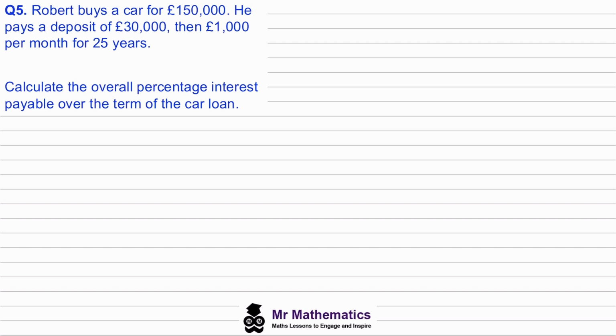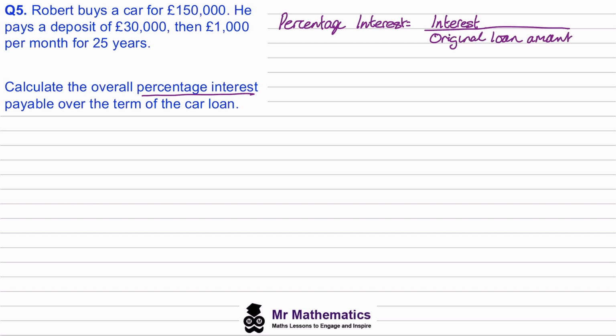Okay, so welcome back. So if we begin with the percentage interest, this will be the interest payable within the loan divided by the original loan amount. So the first thing we need to work out is the amount of the original loan. Well, if he buys a car for 150, but then pays a deposit of 30,000, the loan amount will be the 150 minus that deposit of £30,000. So he's taken a loan for £120,000.